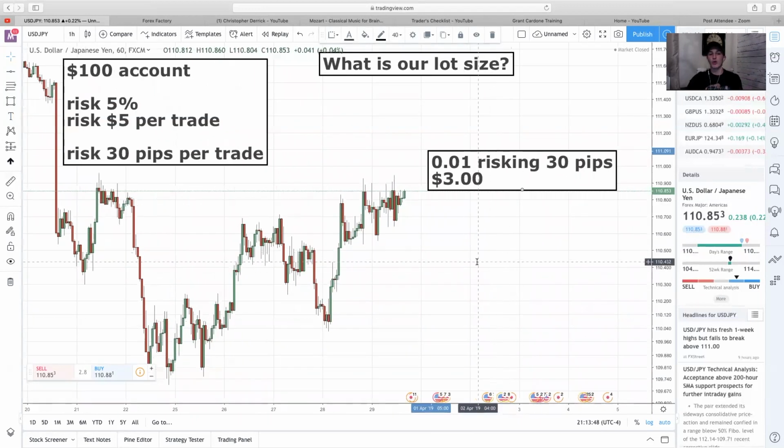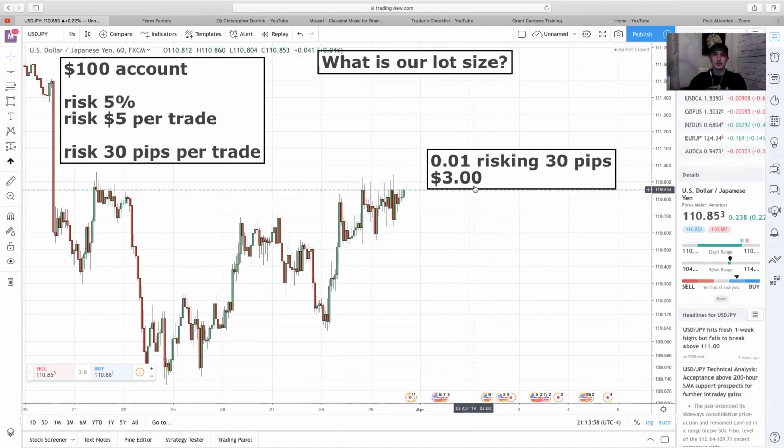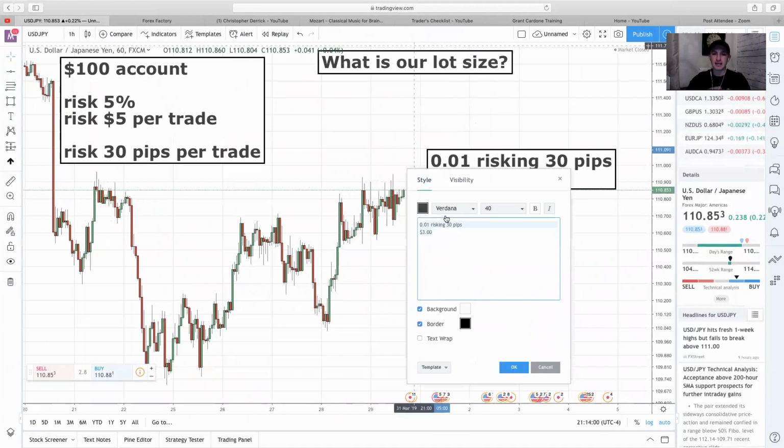Now what that tells us right off the bat is, well, the question is, how much money are we willing to risk? We're willing to risk $5 per trade. Well, at a penny lot size, we're only risking $3. So that means we could risk more than a penny lot size. So let's go ahead and move on to the next lot size.